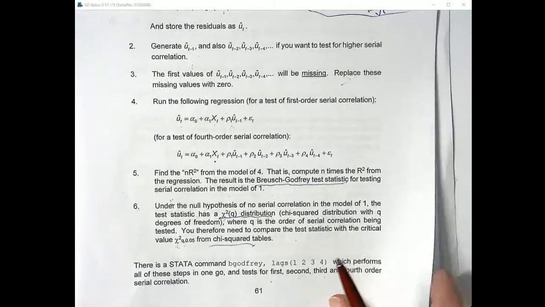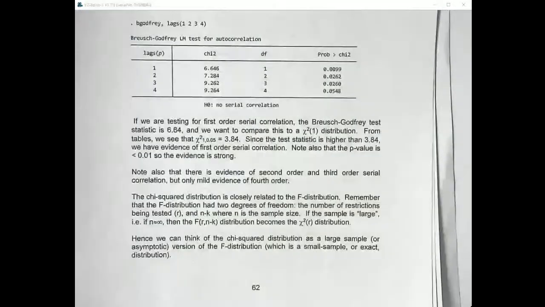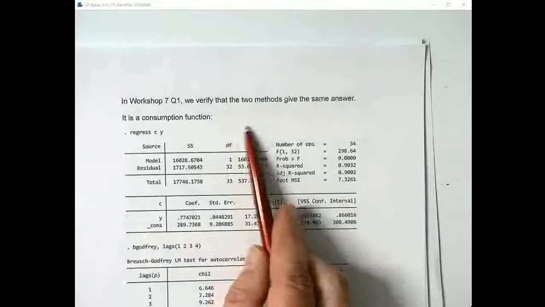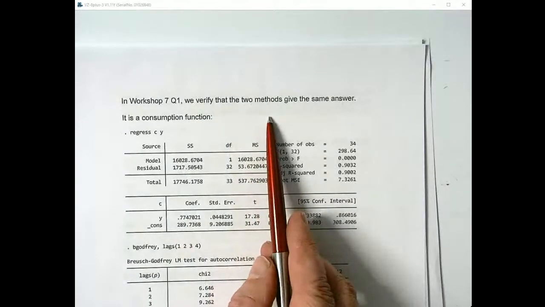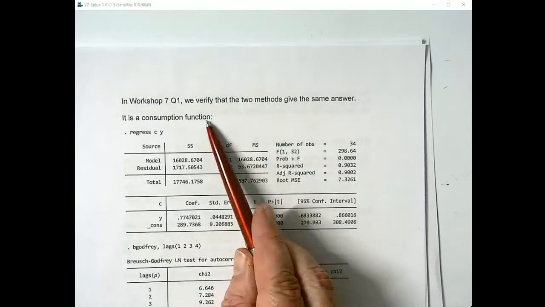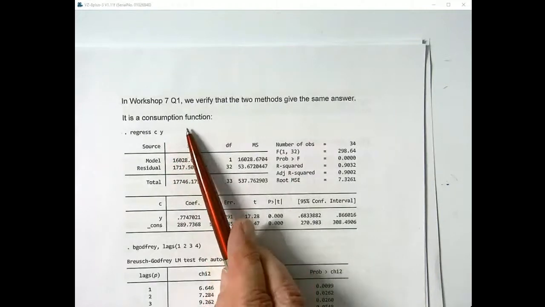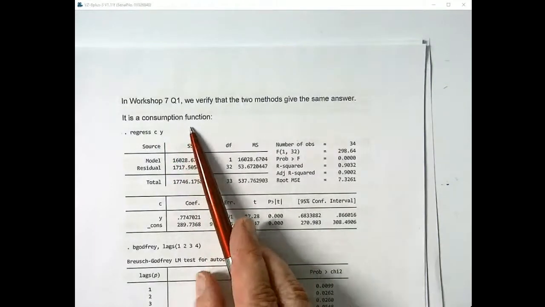You'll get all 4 tests of serial correlation. In workshop 7, question 1, we verify that the 2 methods give the same answer. It's a consumption function. It's a regression of C on Y. This is the workshop that we're going to do this Friday.